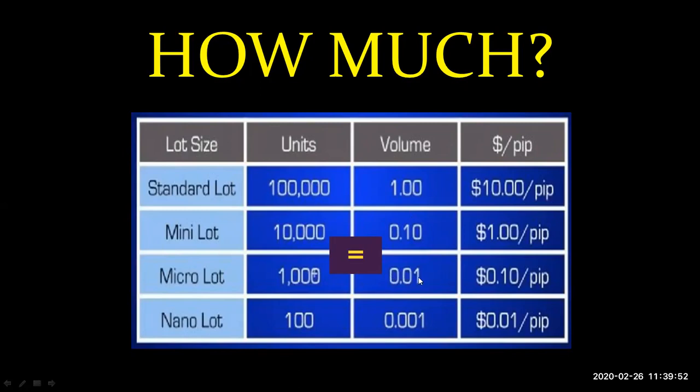Now you can adjust your volume. This would be your lot size. You can adjust your lot size to whatever number you want. So it could be 1.11, 0.12, etc., any number you want. To keep it simple, this is just a basic format of it.